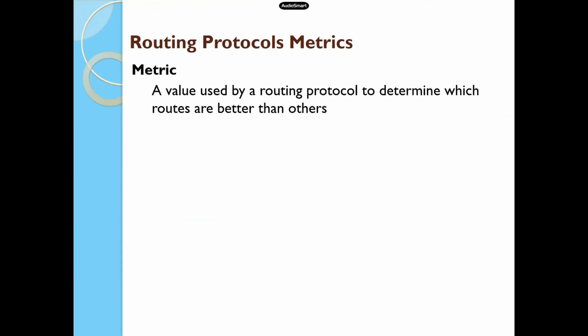All right, so let's talk about metrics. A metric is just a value, something predefined by the users to determine the quality of one thing, or which router is better than the other. So it's a value used by the routing protocol, determined by the user to determine which router or which route is better than the other.